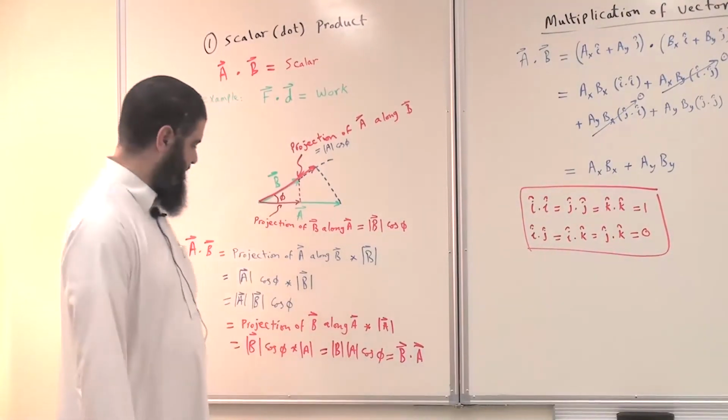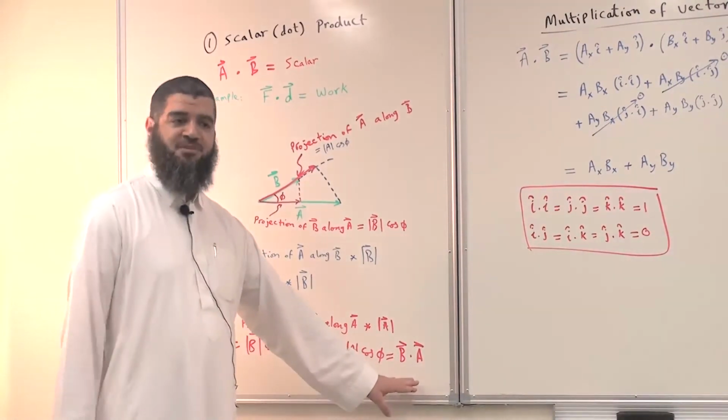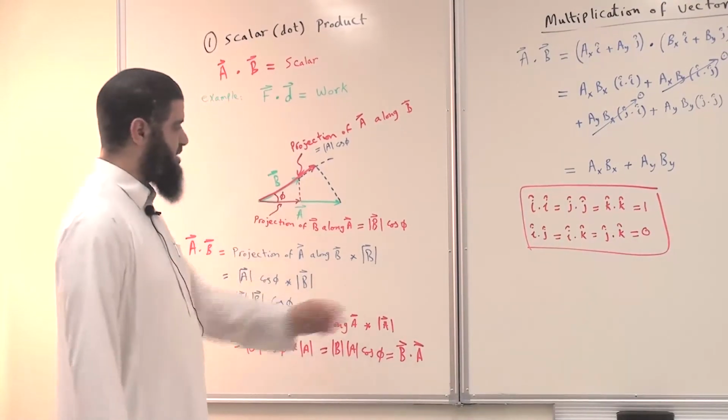So it follows that the dot product of two vectors respects the commutation rule. A dot B is the same as B dot A.